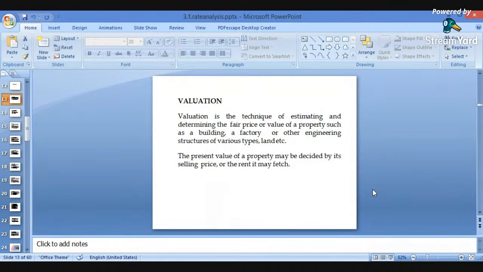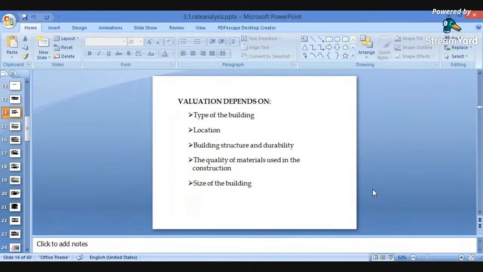To increase the valuation, it matters what amenities are available nearby. Depending upon the availability of the various amenities, the valuation of a property can be increased or calculated. The most important factor is the type of the building, whether it is a load bearing structure or a frame structure, whether it is a factory, a residential building, or a commercial building. Depending upon the type of building, the valuation can be calculated.